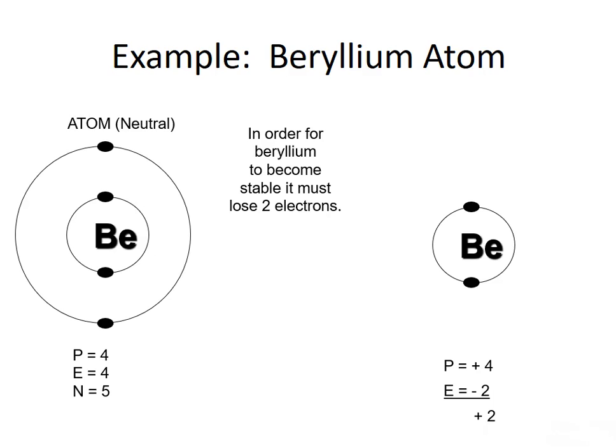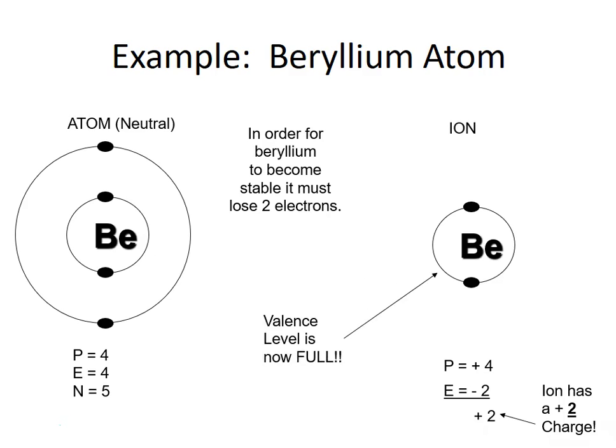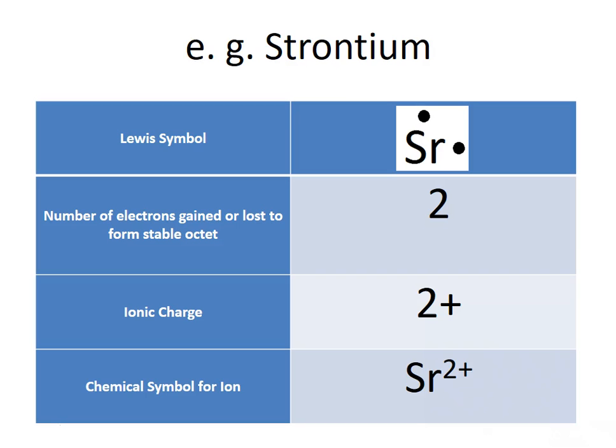So the overall charge for beryllium is now +2. Because there are 4 protons, that's +4. We only have 2 electrons now, so we have only 2 negative charges. So our net charge overall is +2. So beryllium is forming an ion that has a +2 charge. It's a cation. So there's the ion. The valence level is full because the maximum in that first valence level is 2 electrons. So it's a full valence and it's stable.